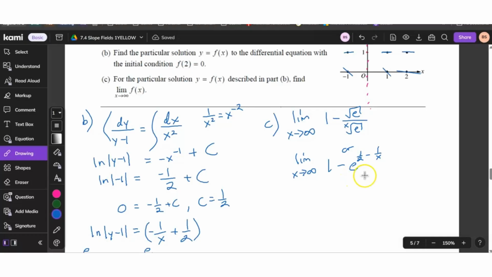Why do you think this is easier? What happens when I put 1 over infinity here? The limit as x approaches infinity of 1 over infinity, it kind of becomes 0, right? The limit as x approaches infinity of 1 over infinity is 0. So this is going to just be 1 minus e to the 1/2, or 1 minus square root e.